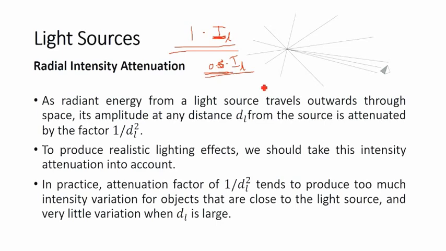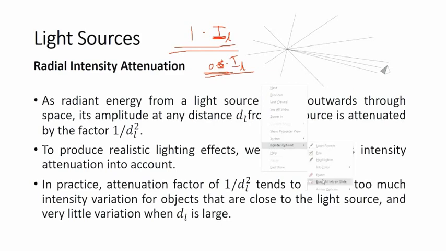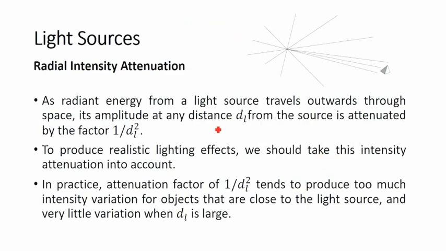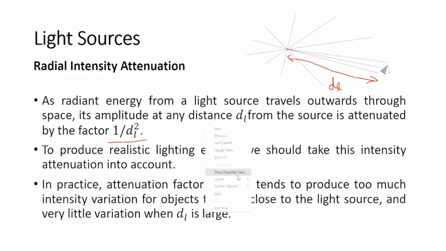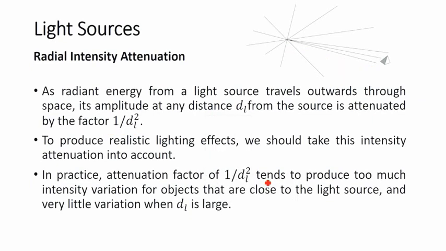So we can model this attenuation by the factor 1 by square of the distance between the object and the source. Let us say the distance between the object and the source is dl. Then I can give this attenuation by 1 by dl square. Now this attenuation factor is an ideal way to represent it, or it does the job for us.